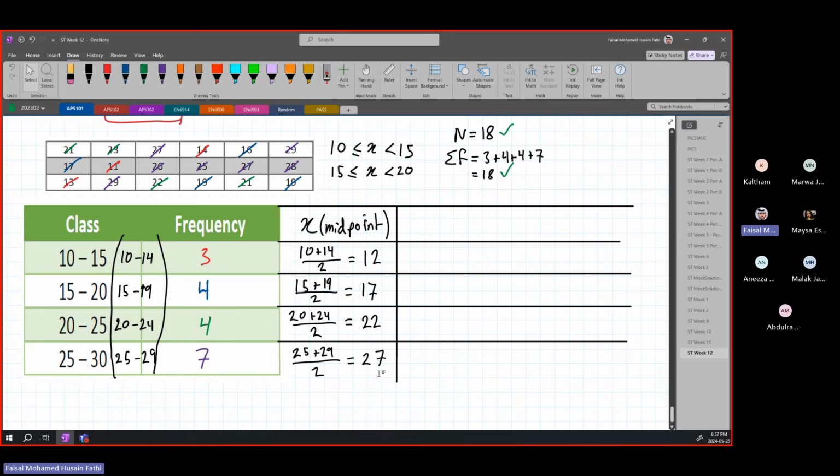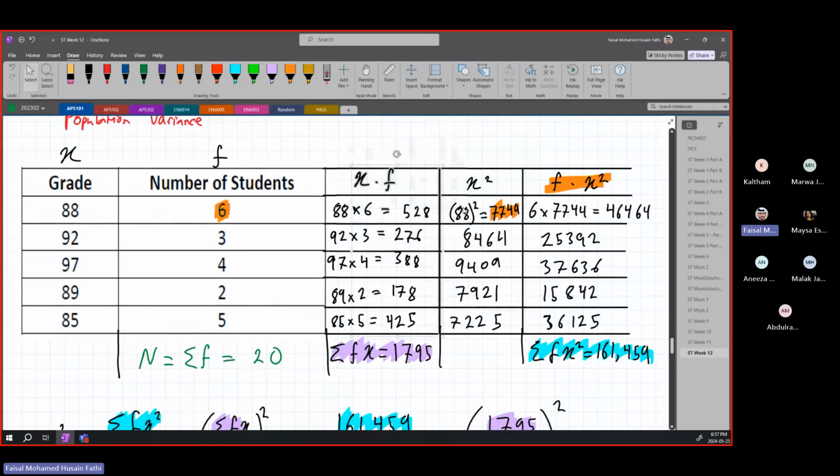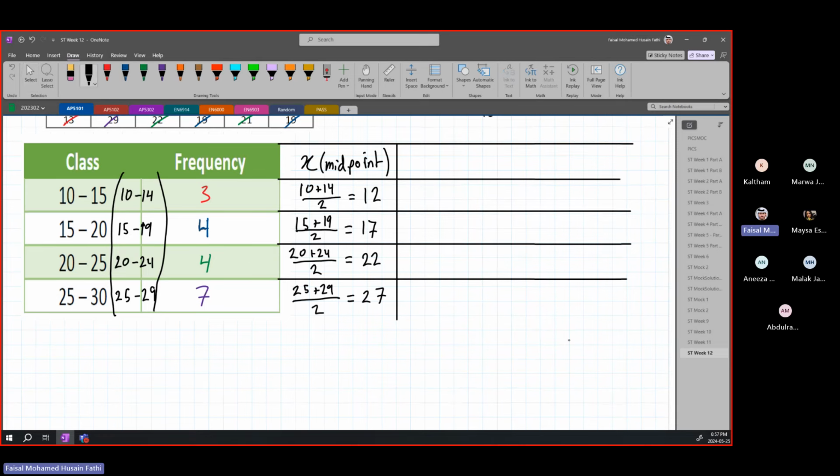Now that we have found our midpoint, we are going to apply the exact same steps that we did here. We're going to do our fx, we're going to do our x squared, and we're going to do our fx squared. All right. So here we are going to do f times x. Then here we are going to do x squared. And then here we are going to do f times x squared. All right, this is exactly what we are going to do.